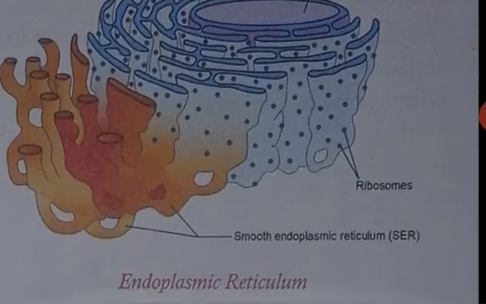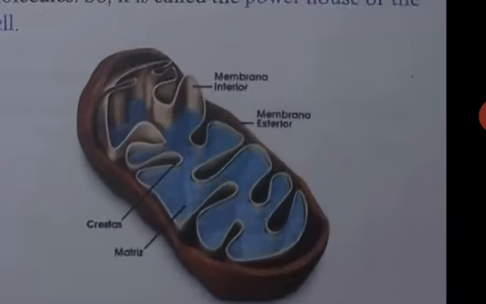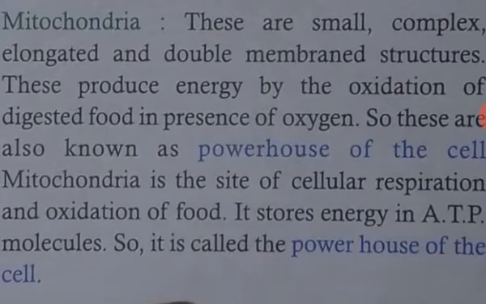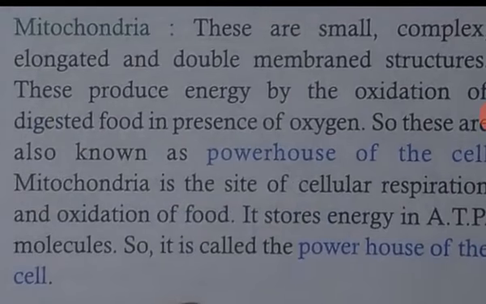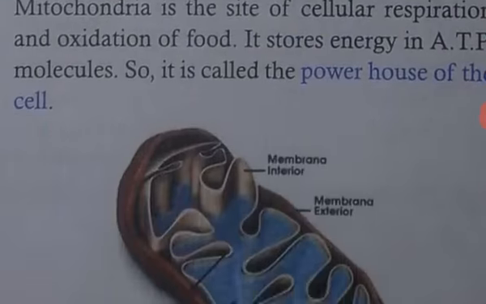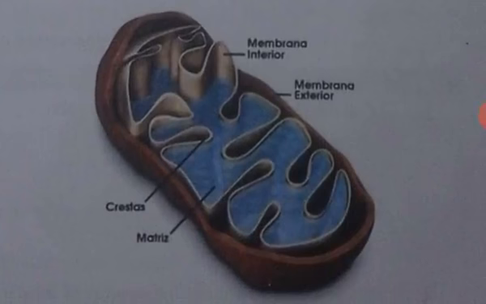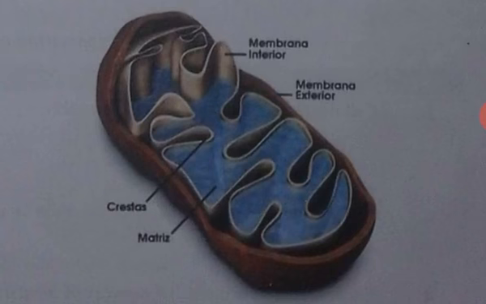And the second is mitochondria. Mitochondria are rod-like or thread-like structures found scattered in the cytoplasm. They consist of an outer membrane and an inner membrane that is folded inward to form the cristae. The energy is present in the cristae.